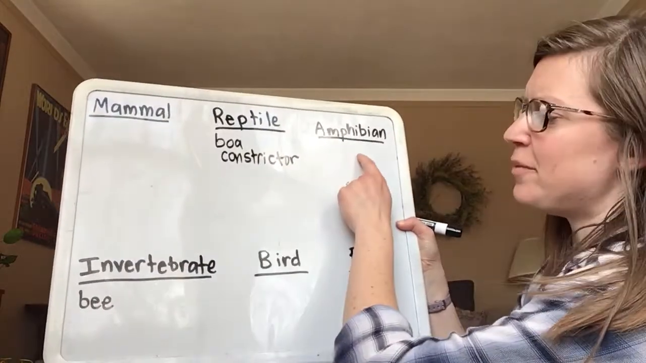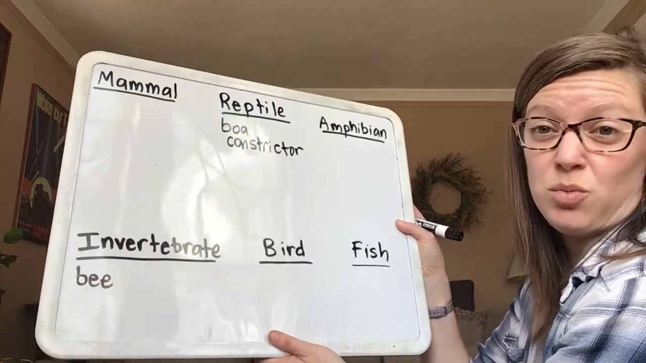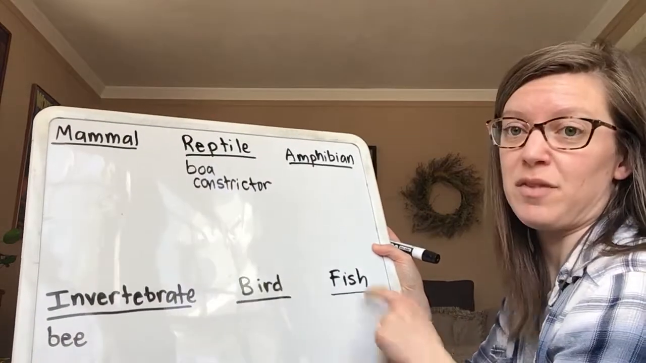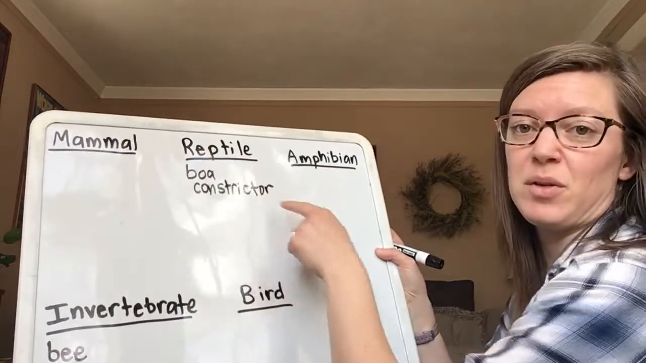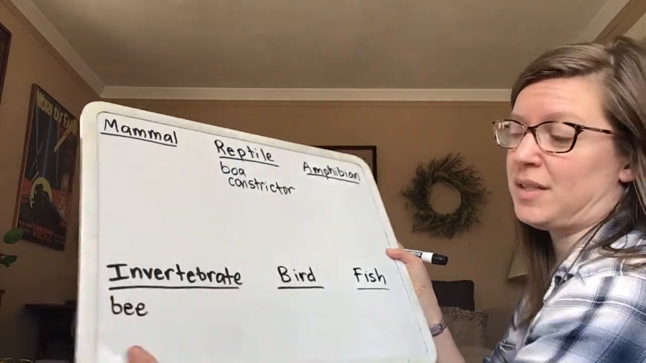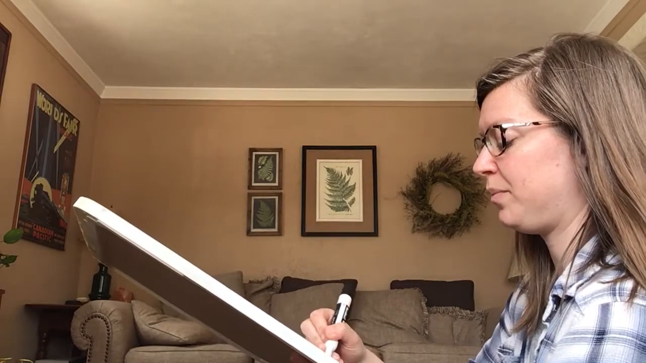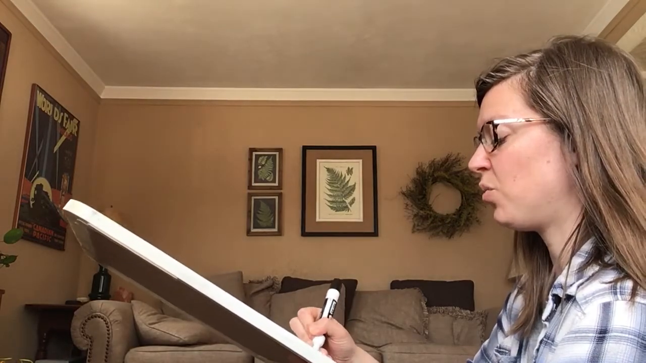Mammal, reptile, amphibian, invertebrate, bird, or fish. You could start by saying the ones you know it's not. So I know for sure it's not a fish. I know it's not an amphibian, a mammal, or a reptile. A butterfly would be an invertebrate because it's a type of insect. Doesn't have a backbone. So I'm just going to write it.